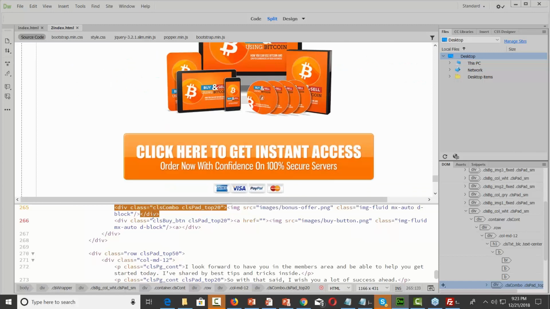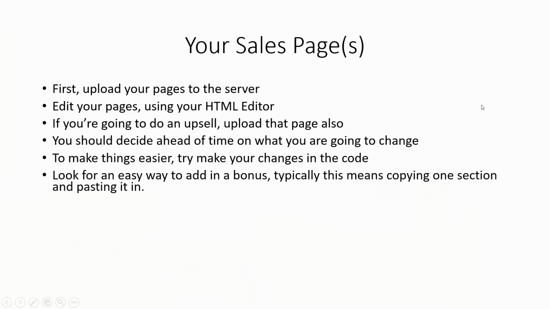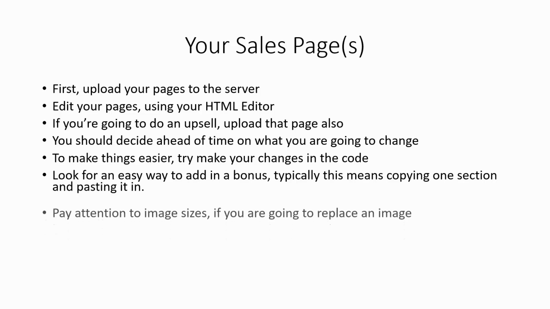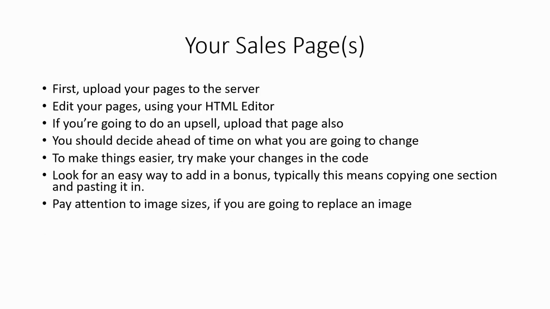So all I've got to do here is find my image, find a divider, and then put that text right underneath this image. I can also do that. Okay, so we've looked for an easy way to add in a bonus. Typically that means copying one section and pasting it in. In this case, all we did was add in an image. We also paid attention to the image size. We made sure that our image was not going to be larger than the space because we don't want to break the frame.